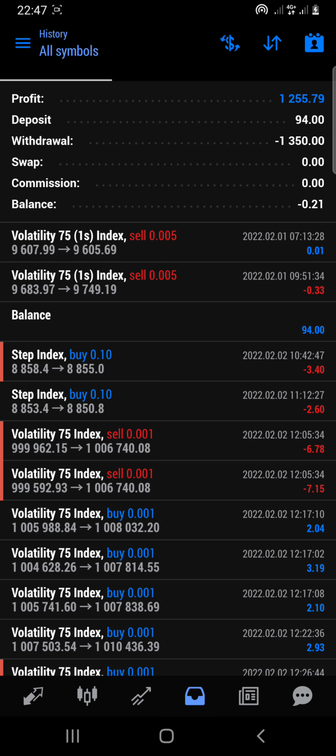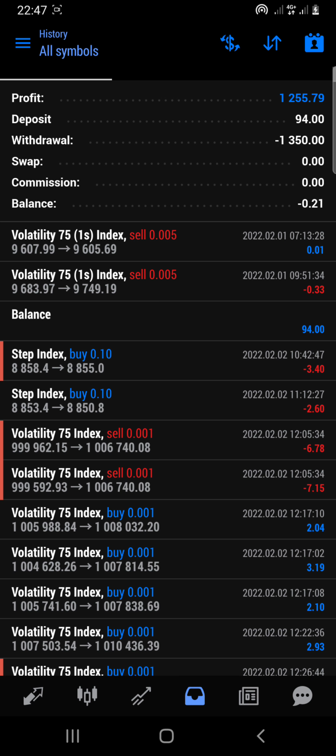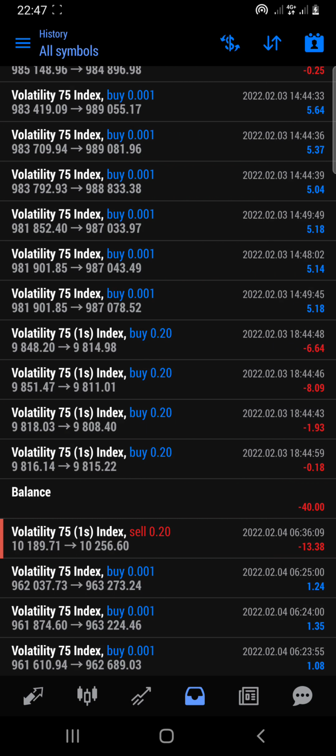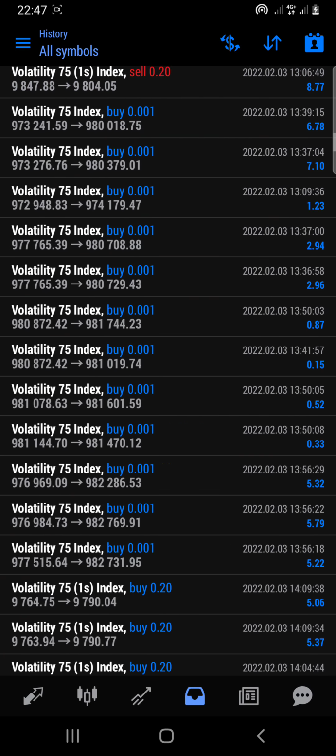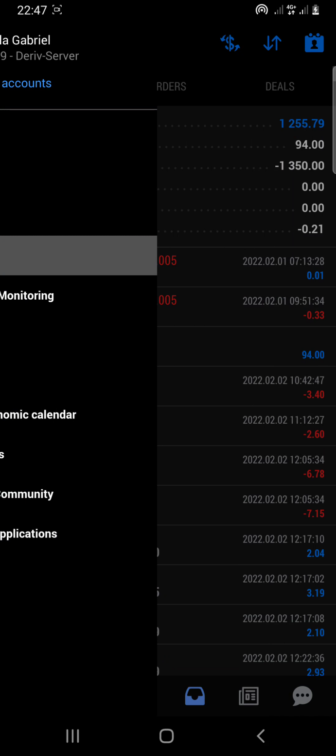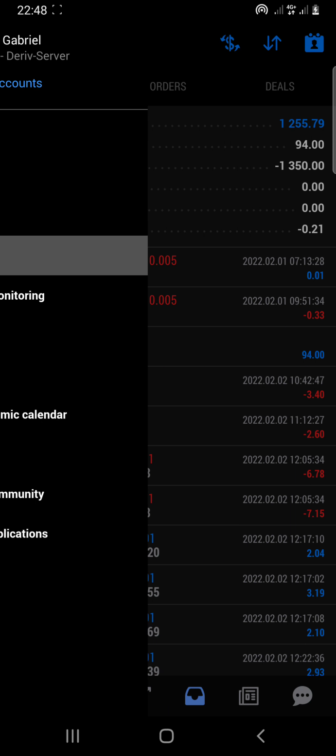This requires patience. As you can see, this takes patience. You have to be very, very patient in the forex market. Let's just say forex market. These are actually synthetic indices. You can see it's a live account. You can see Gabriel right there, the live server.